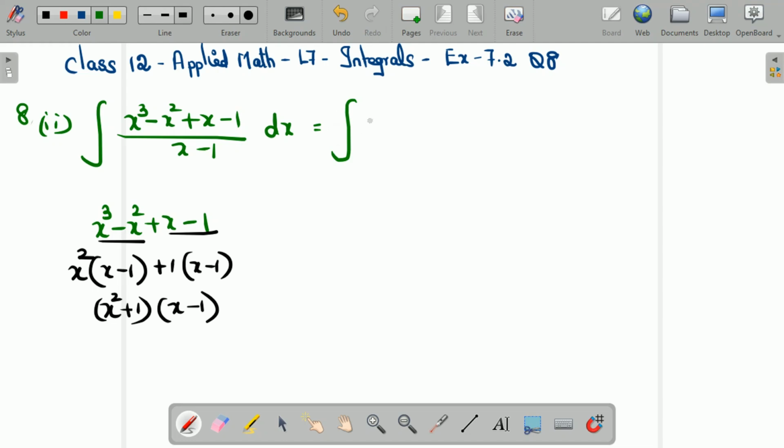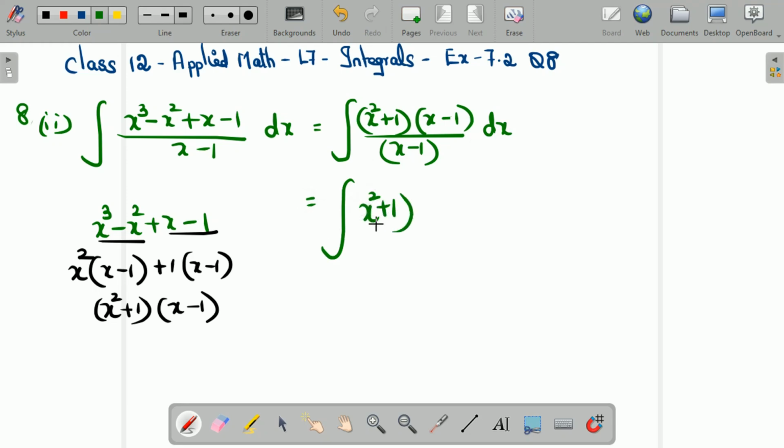So integral of the numerator gets changed to (x squared plus 1) into (x minus 1) by the whole thing (x minus 1) dx. In the next step, I can simply strike out the common term and rewrite this as just (x squared plus 1) dx, because the numerator and denominator are in product form, so I'm able to strike it out.